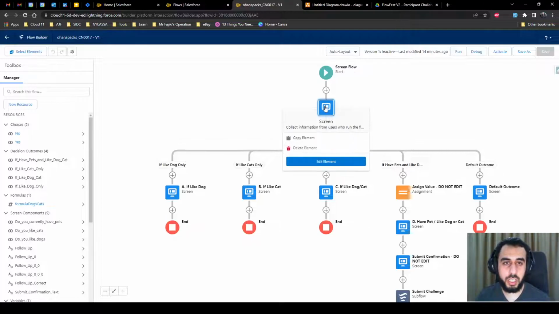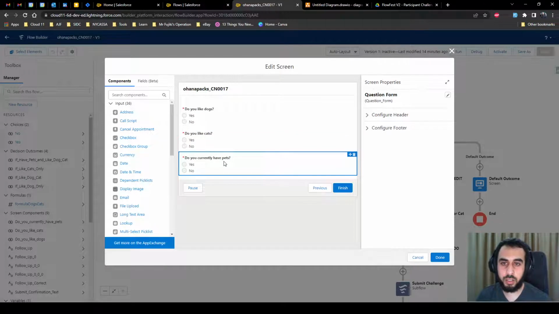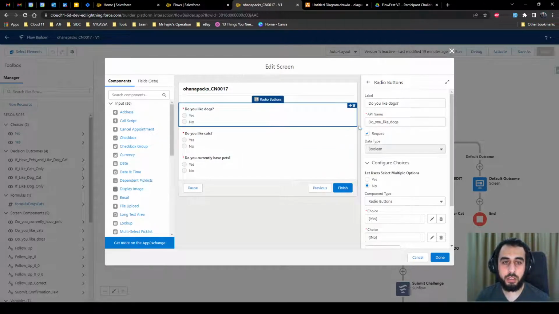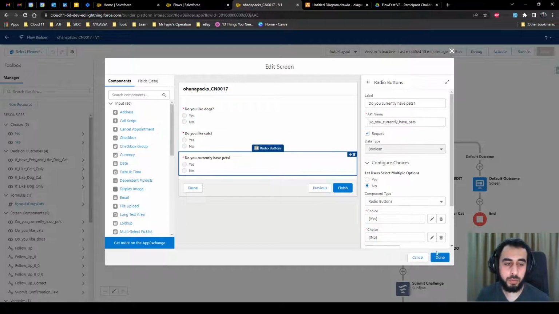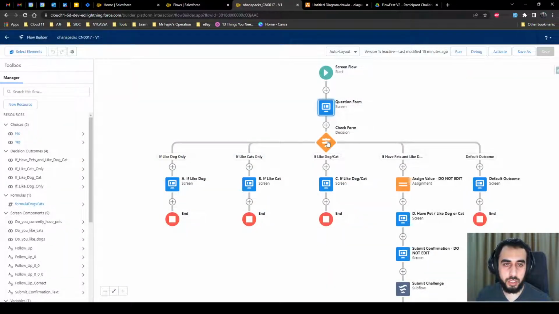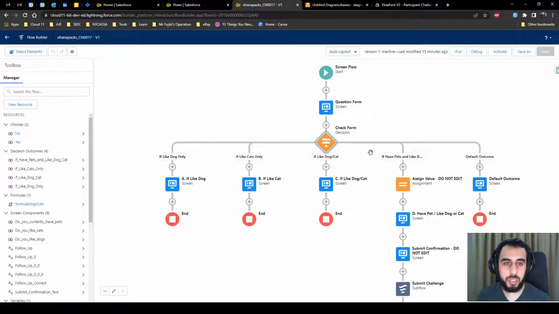Basically, the first screen here simply asks those questions. Do you like dogs, cats? Do you have pets? So the answer to each one of them is a choice. It's a yes and no for each one of them. It's radio buttons. Then we have a decision element that has the criteria for each one of them. We'll get back to it now.